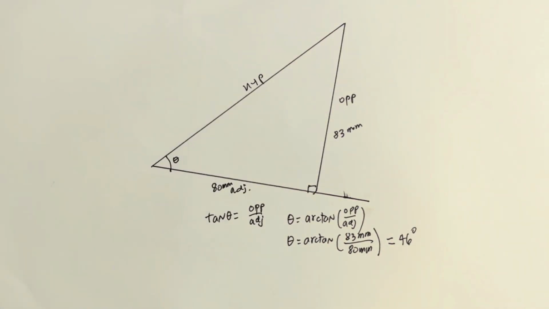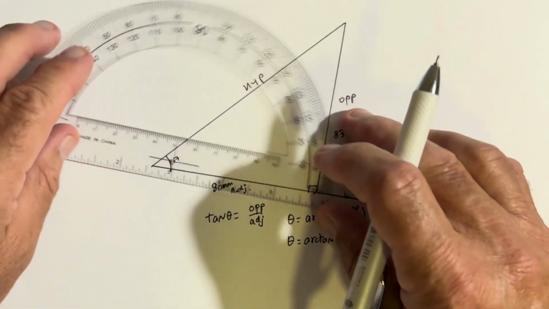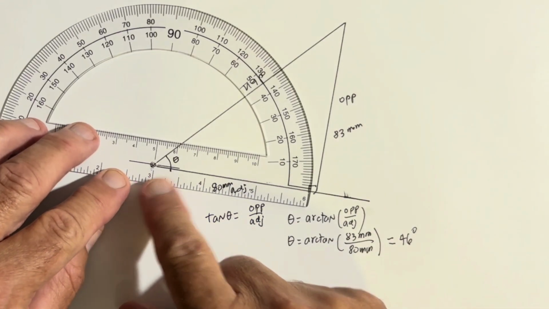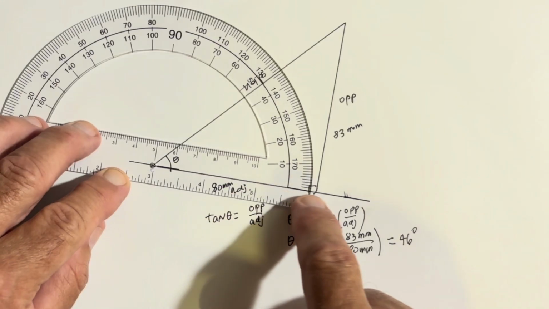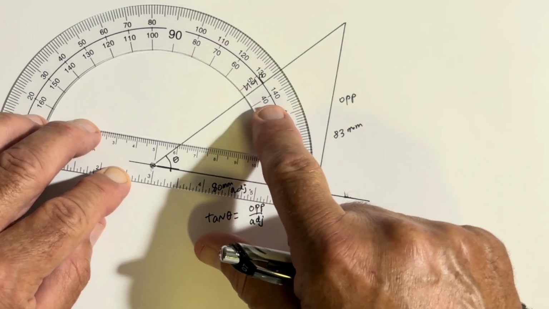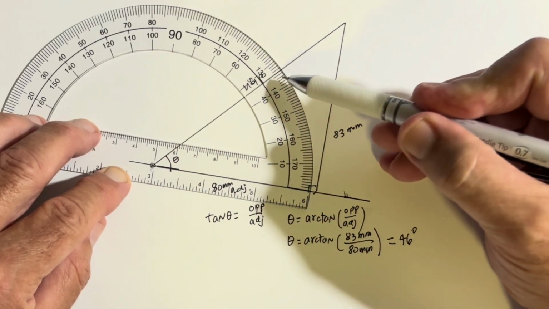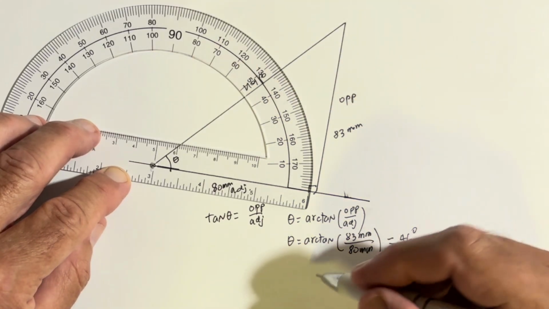Okay, so now let's double check that. I get my protractor out here. We put the index right out there at this vertex. Now we put the baseline where it goes along there. Now we're measuring up this way, so 10, 40. It looks like there's 40, there's 50, so that is the halfway point, so that's the 45. Looks like it's right on 46.